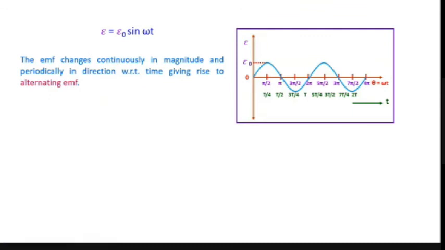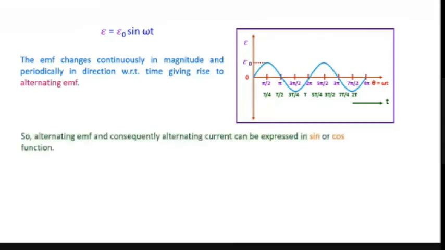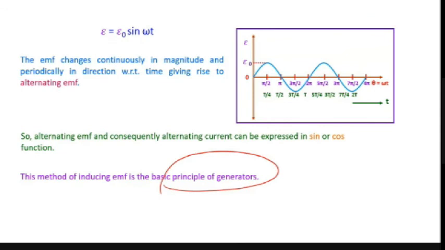So if you rotate the coil, what is happening? The output current will be an alternating current. So alternating EMF and consequently alternating current can be expressed in sine theta or cos theta, because you know sine pi by 2, cos pi by 2, those conversions. So it can be expressed either as a sine theta or as a cos theta function. This method of inducing EMF is the basic principle of a generator. We'll discuss this one later.